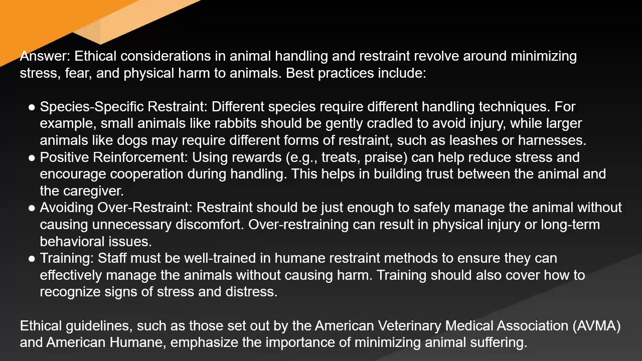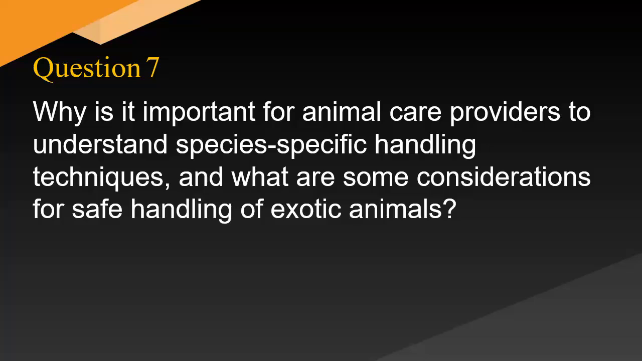Training: staff must be well trained in humane restraint methods to ensure they can effectively manage the animals without causing harm. Training should also cover how to recognize signs of stress and distress. Ethical guidelines, such as those set out by the American Veterinary Medical Association (AVMA) and American Humane, emphasize the importance of minimizing animal suffering. Why is it important for animal care providers to understand species-specific handling techniques, and what are some considerations for safe handling of exotic animals?